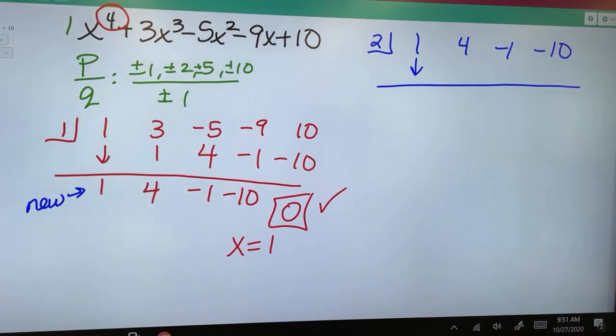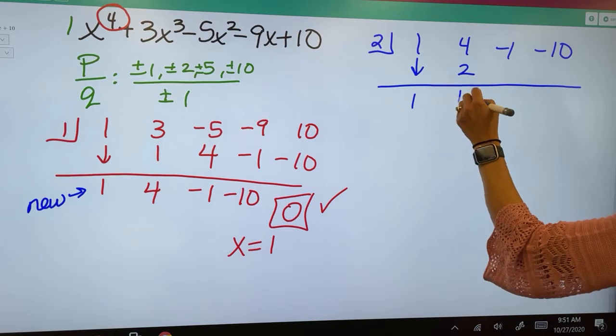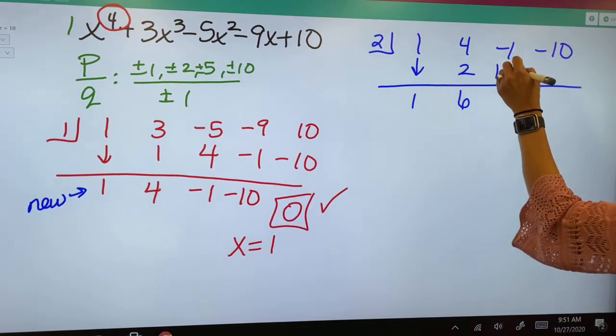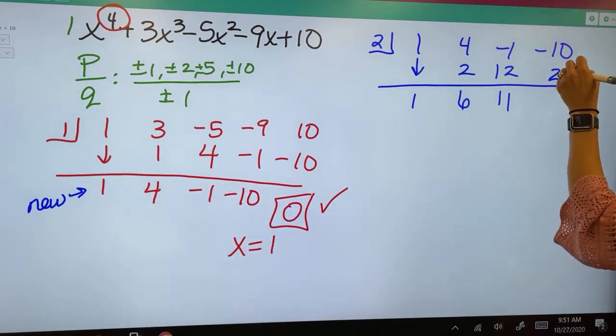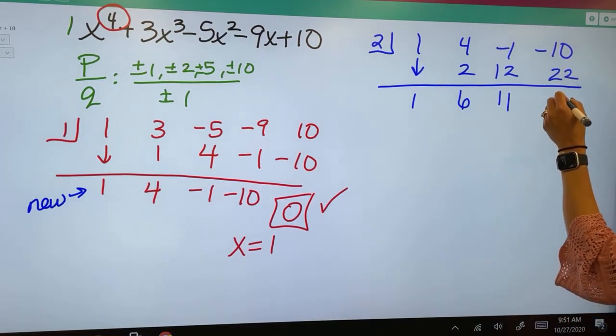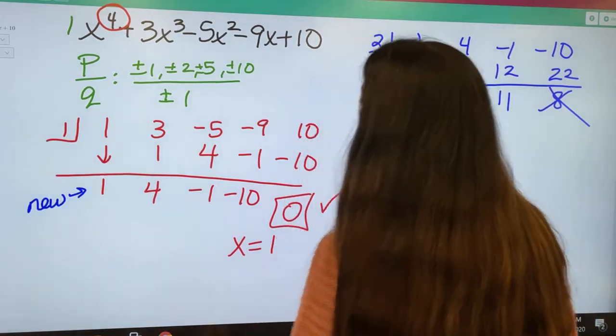Okay, so bring down the 1. 1 times 2 is 2. 4 plus 2 is 6. 6 times 2 is 12. -1 plus 12 is 11. 11 times 2 is 22. Nope. This is going to be what? An 8. So I didn't get a 0. So 2 is not an option. All right, that's okay. That just means we need to do it again.